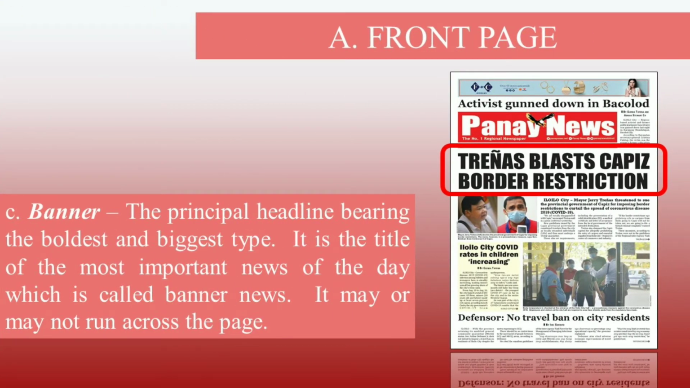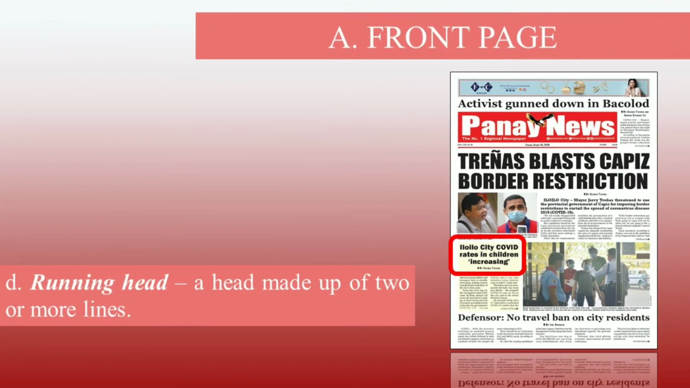C. Banner. It is the principal headline bearing the boldest and biggest type. In the example, the banner here is Trenias Blast Copies Border Restriction. D. Running head. It is a head made up of 2 or more lines. What I have encircled in the newspaper is an example of a running head, as it is 2 or more lines consumed in this space.